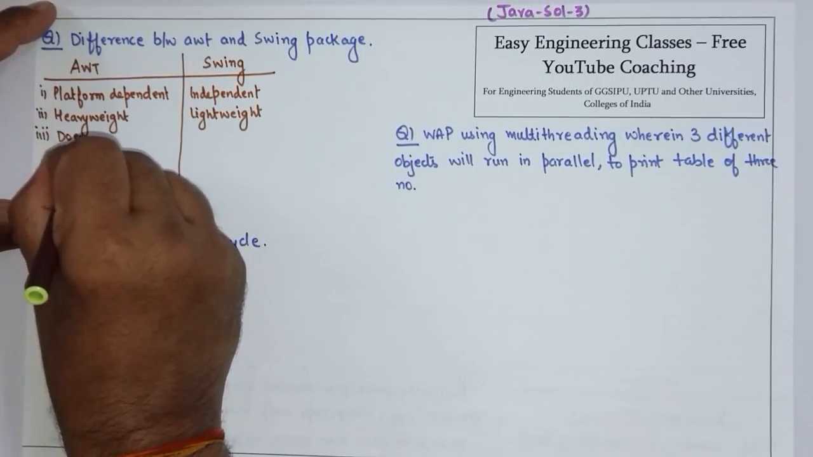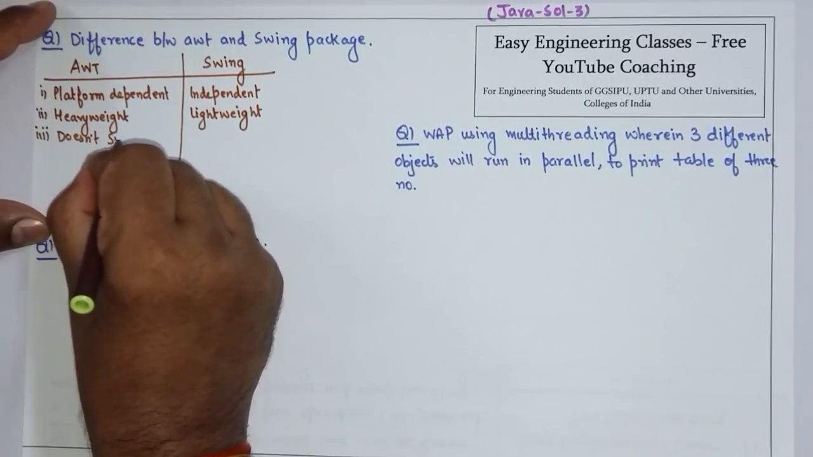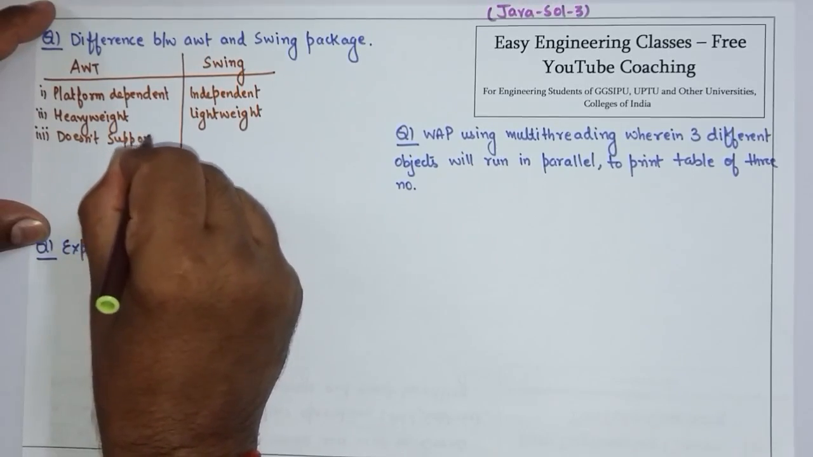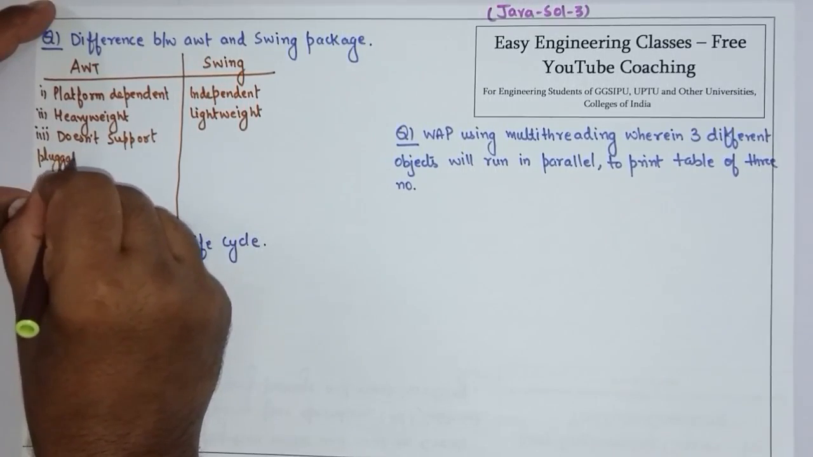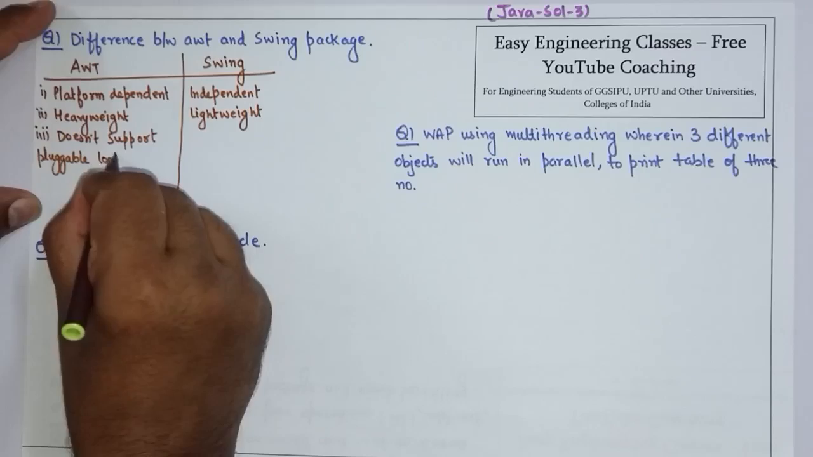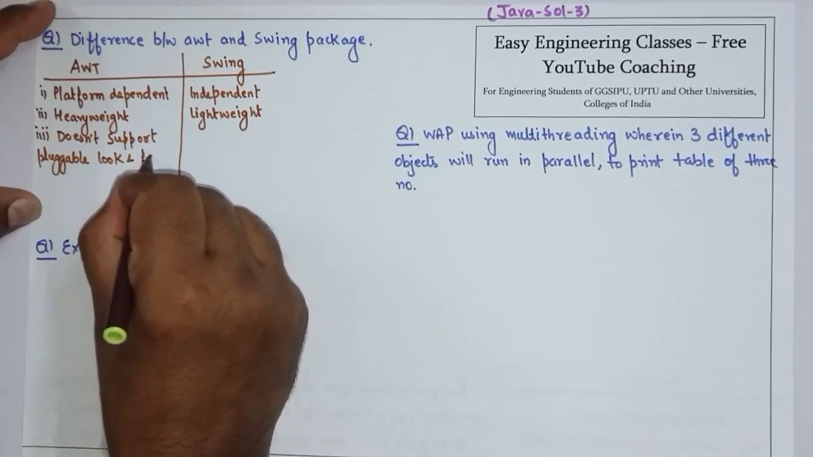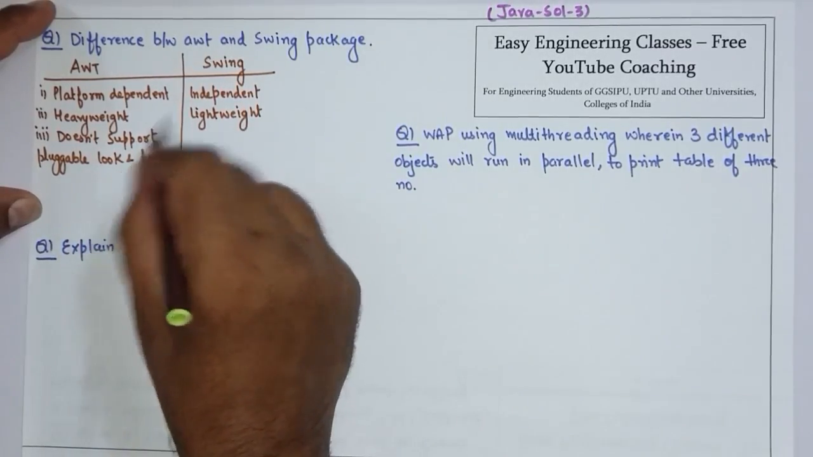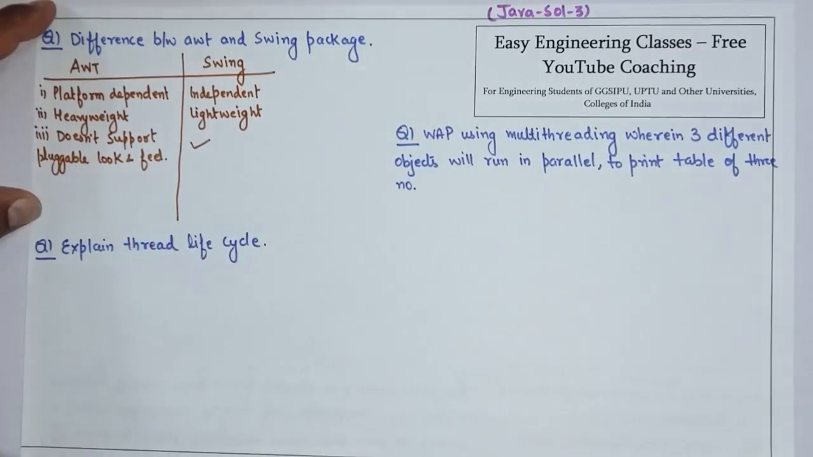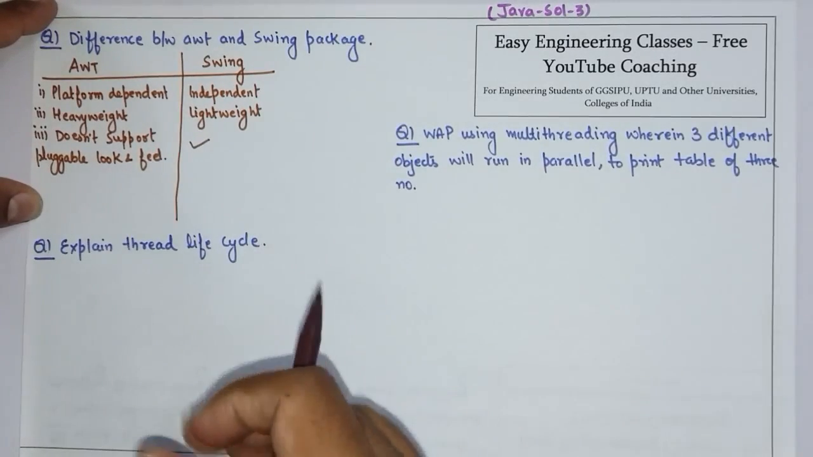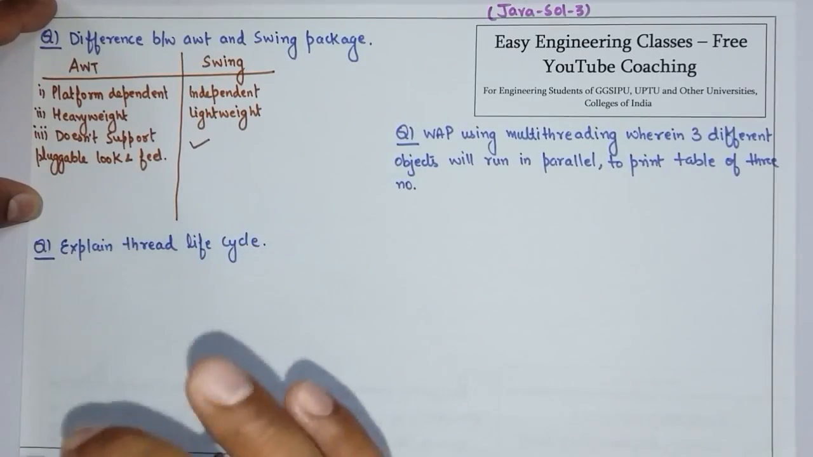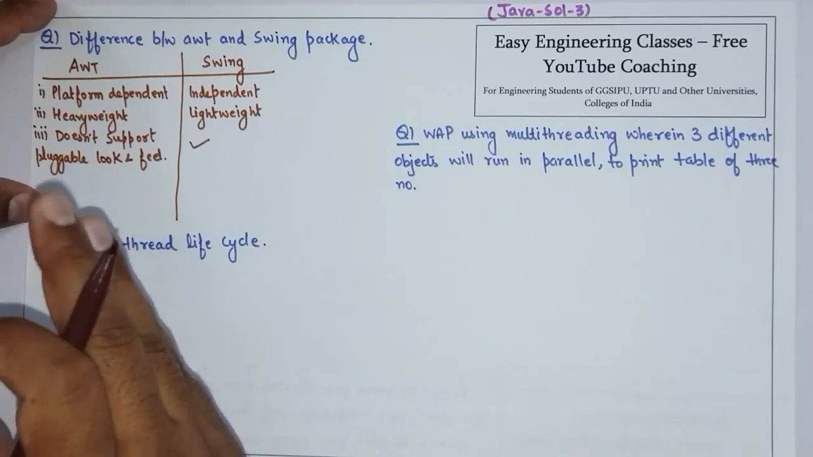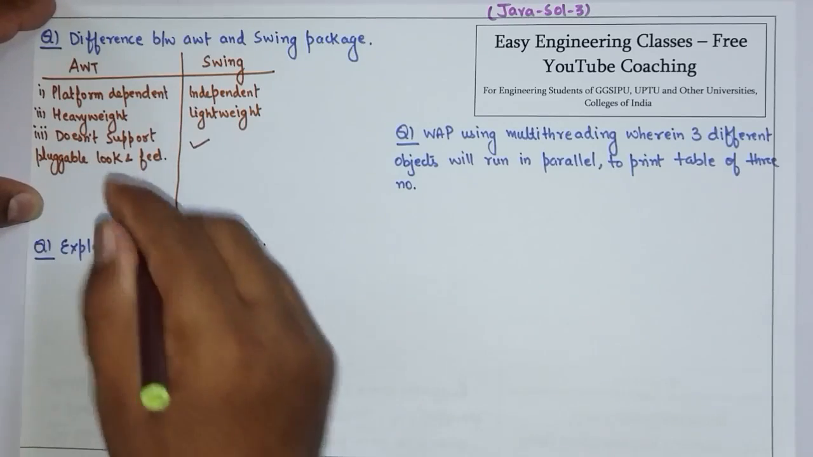AWT doesn't support pluggable look and feel, whereas swing supports pluggable look and feel. By pluggable look and feel, we mean wherever or on whatever operating system you are running, the look and feel will be the same. But in AWT, the look and feel is OS dependent.